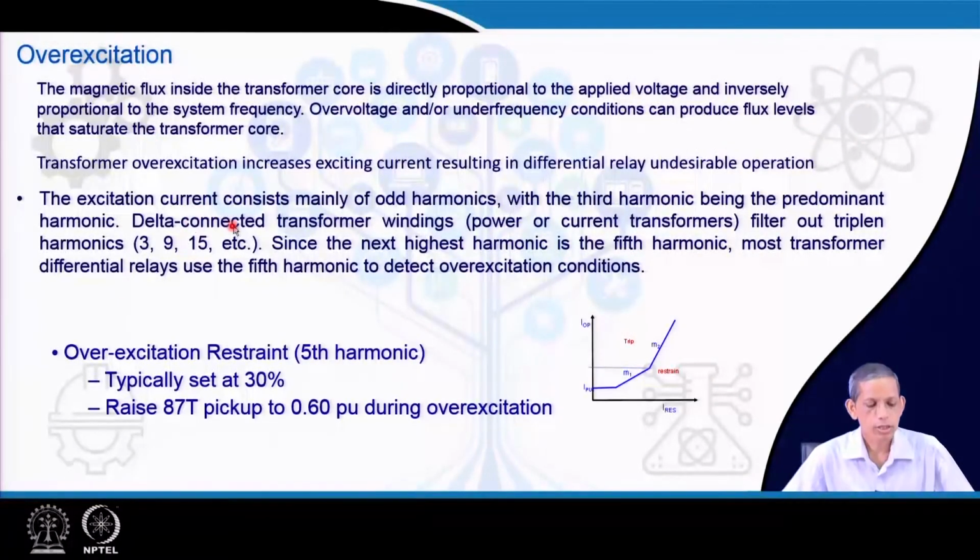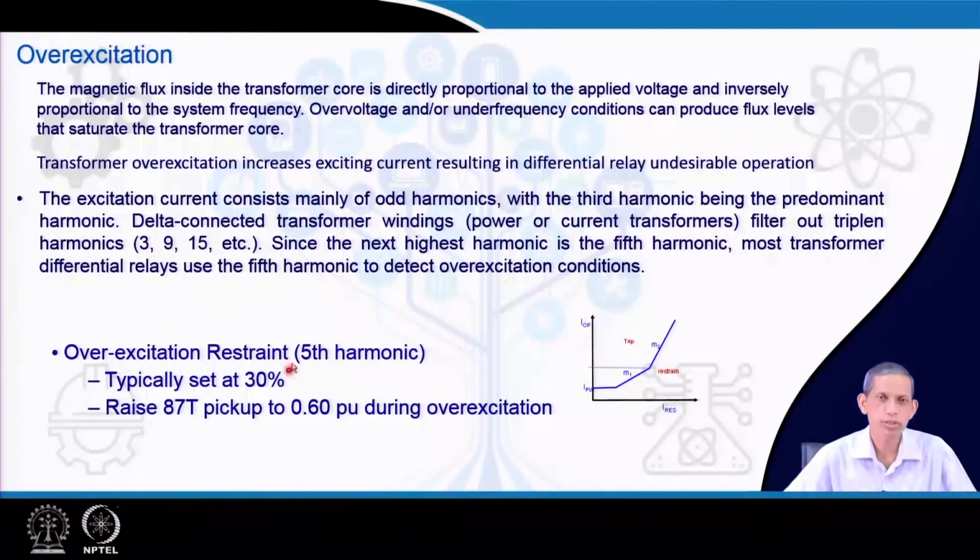Now, this excitation current consists mainly of odd harmonics, but as already known, in the filtering process for the differential current, odd harmonics are symmetric to the zero sequence. Therefore, they will not be available in the differential current. So it is found that the fifth harmonic component is a suitable choice for detection of the over excitation condition in general.